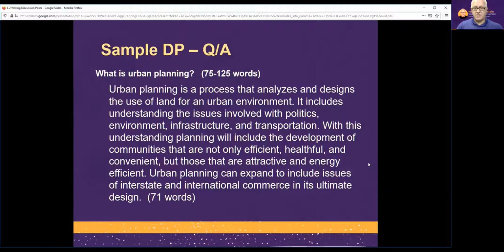Now, that response took into consideration a lot of information that was taught in that class on urban planning that week. Now, you'll notice I put in here that this is 71 words. This requirement was 75 to 125 words. This is only 71 words. We'll talk about that in a second.